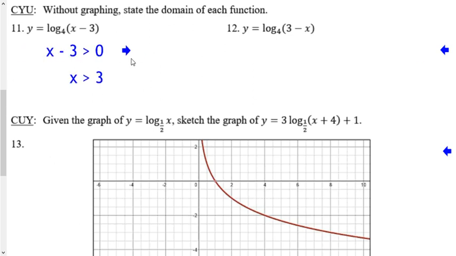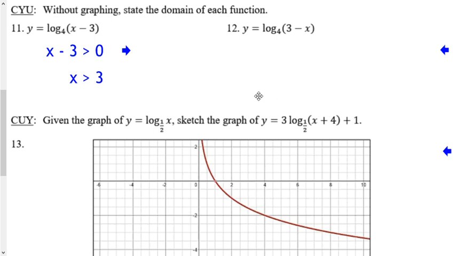Well, the domain for the untransformed function was x is greater than 0. So anything that's inside the logarithmic function has to be greater than 0, similar to when we have a square root function, where it could be greater than or equal to 0. Now we can't equal 0. It has to be just greater, and I rearrange to solve: x is greater than 3.